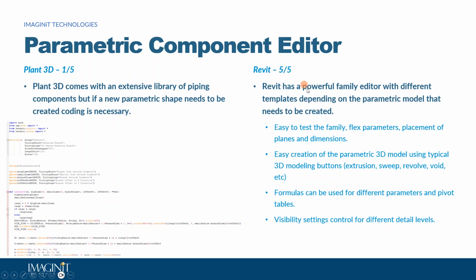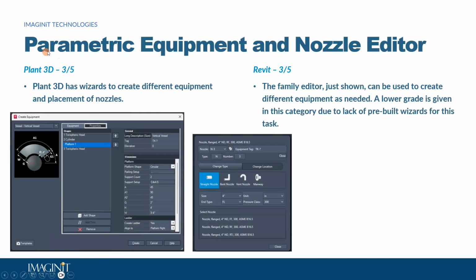In Revit, we give it a 5 out of 5. Revit has a powerful family editor with different templates depending on the parametric model that needs to be created. Easy to test family, flex parameters, placement of planes and dimensions, easy creation of the parametric 3D model using typical 3D modeling buttons, such as extrusion, sweep, revolve, void, etc. Formulas can be used for different parameters and pivot tables, visibility settings control for different detail levels. And I'll show a tiny little bit of the family editor if there's time at the end of this presentation.